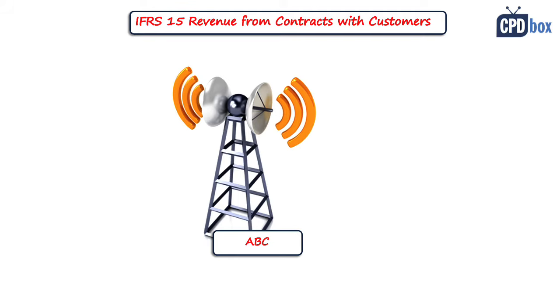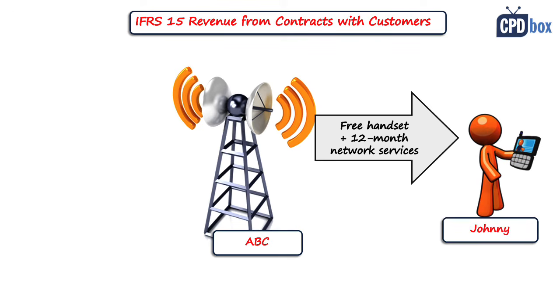Let's say that some telecom company, ABC, entered into a contract with Johnny, where Johnny subscribes for ABC's monthly plans for 12 months, so he will use their telecom network, and as a bonus, he receives a free mobile handset from ABC. Johnny will then pay a monthly fee of 100 currency units. Johnny gets the handset immediately after the contract signature.